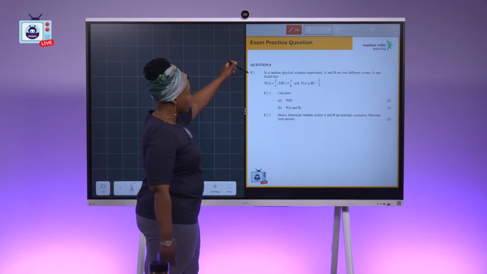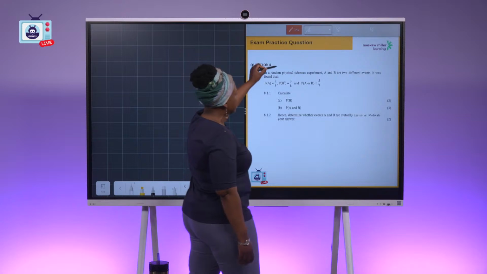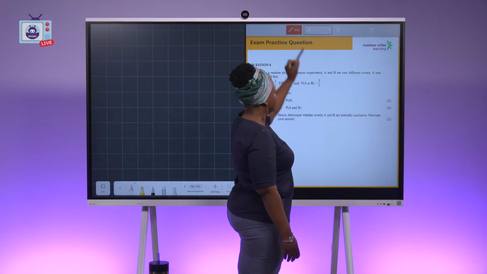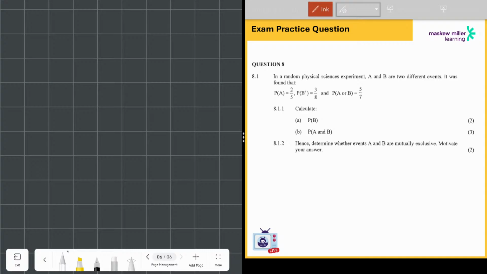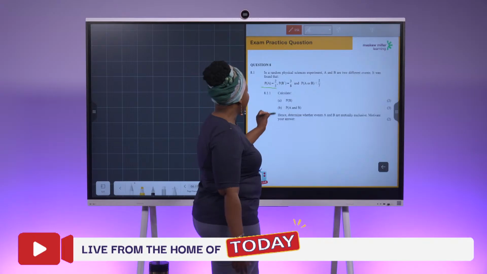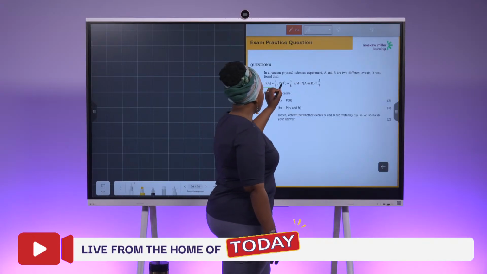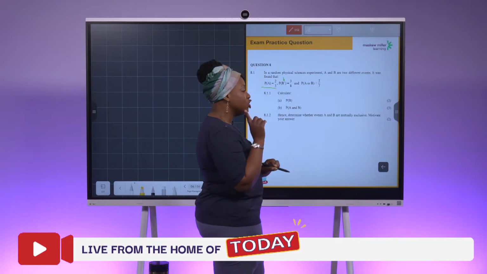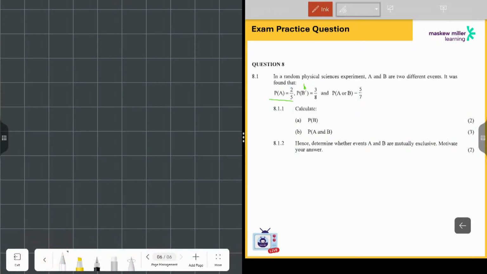Okay, so let's do this question. It's from the 2018 question paper that you can already find on the DBE website and in any other spaces that have the question paper. So it says in a random physical science experiment, A and B are two different events. There were two experiments done in the physical science class, and they found that the probability of A is equal to 2 divided by 5, and the probability of not B is 3 divided by 8. Please pay attention to that, because this means it is not B, right?